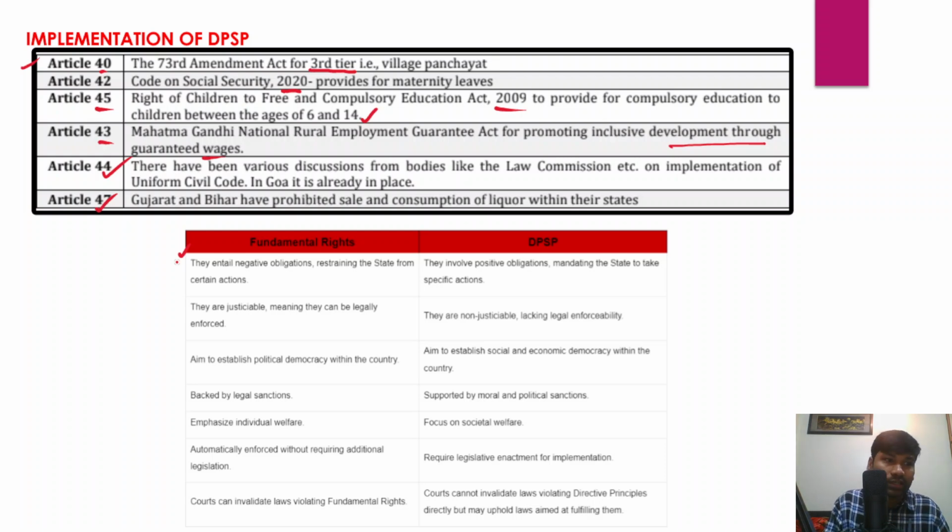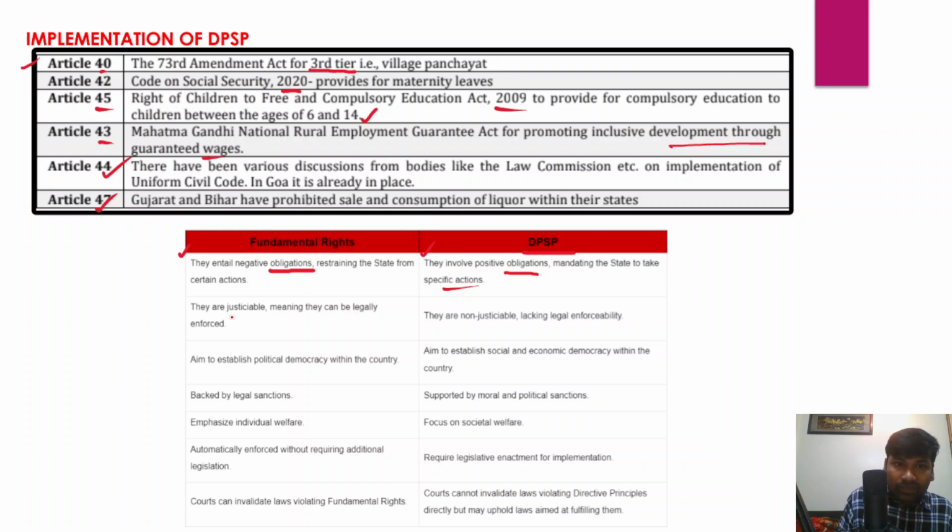So it is also very important that in your examination there are chances that you will be asked to mention the differences between the fundamental rights and the directive principles of state policy. So therefore, you should also know the differences between DPSPs and the fundamental rights. In fact, the fundamental rights entail negative obligations. They restrain the state from interfering with individual rights. However, the directive principles of state policy involve positive obligations, and they also mandate the state to take a specific action. Right. So they mandate the state to take a specific action so that it would result in a welfare state, and it would result in social and economic democracy in India.